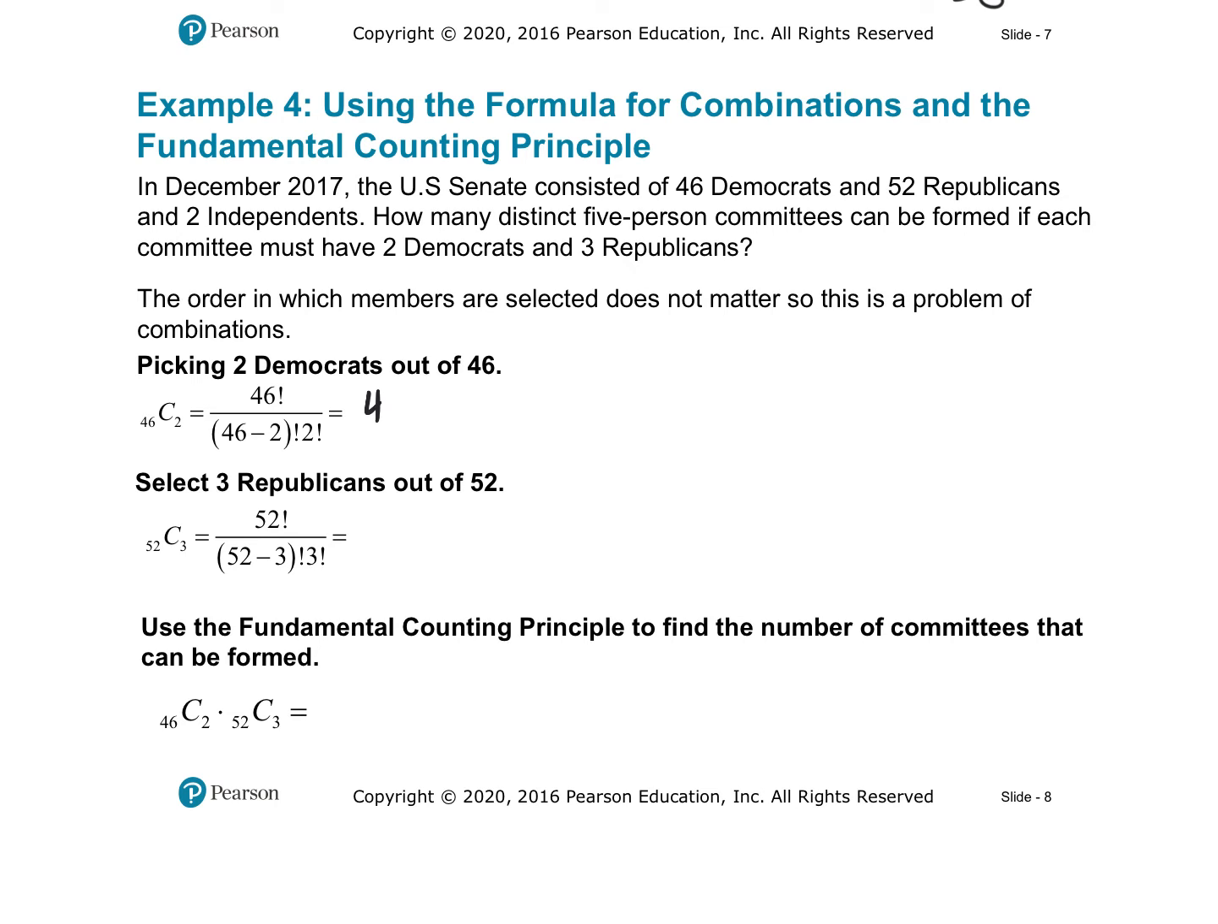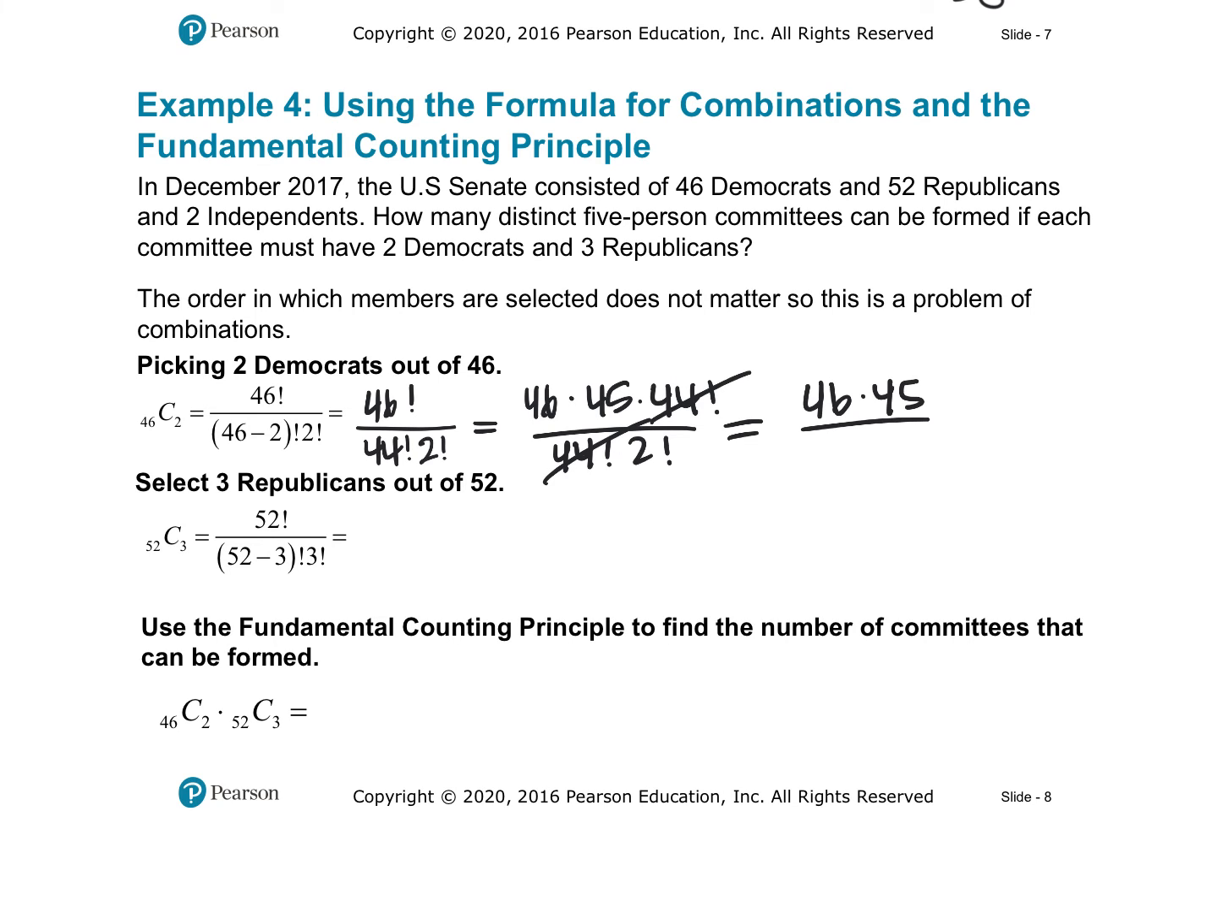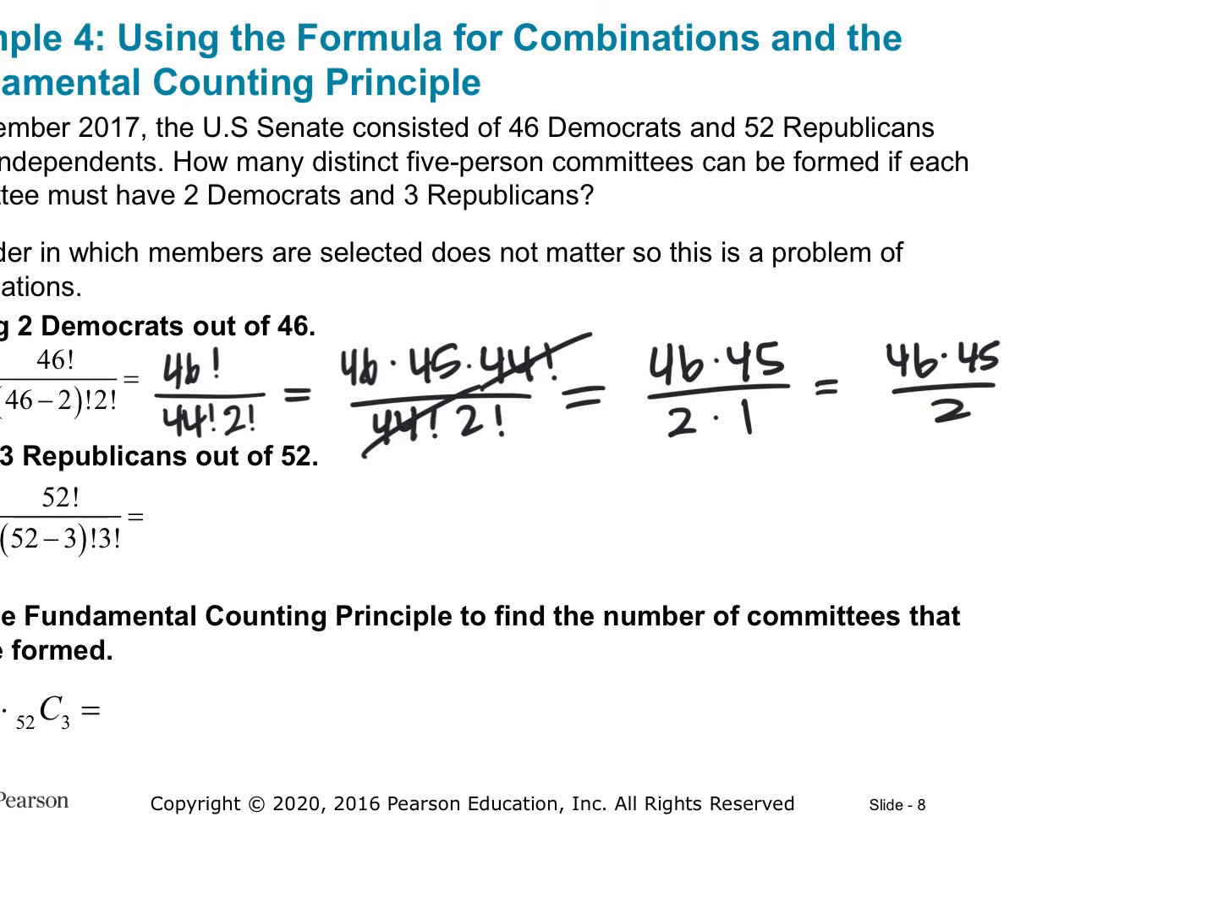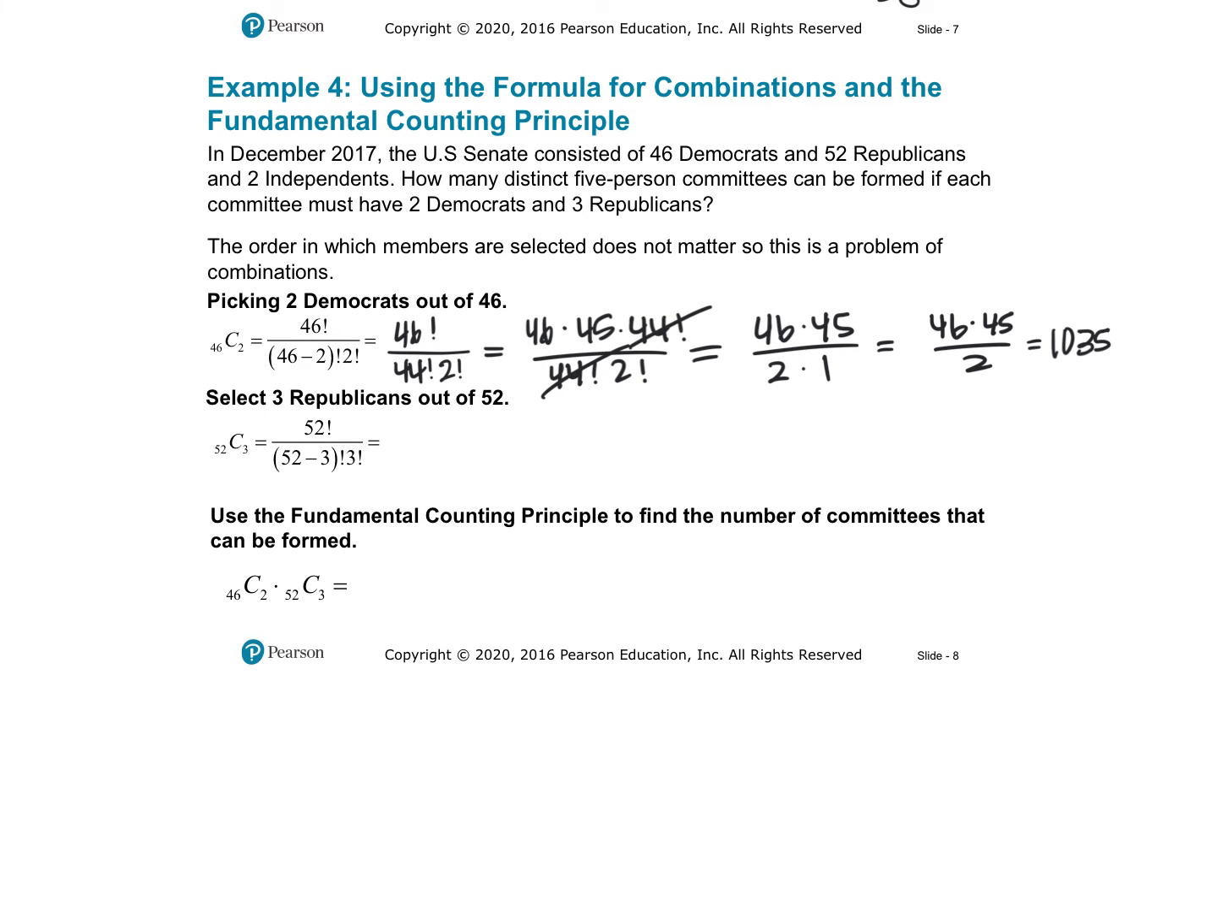So you have 46 factorial over 44 factorial times 2 factorial. That's 46 times 45 times 44 factorial over 44 factorial times 2 factorial. Let's cancel out the 44 factorial. So you have 46 times 45 over 2 times 1, which is just 2. So 46 times 45 divided by 2. You put that in your calculator and you get 1,035.